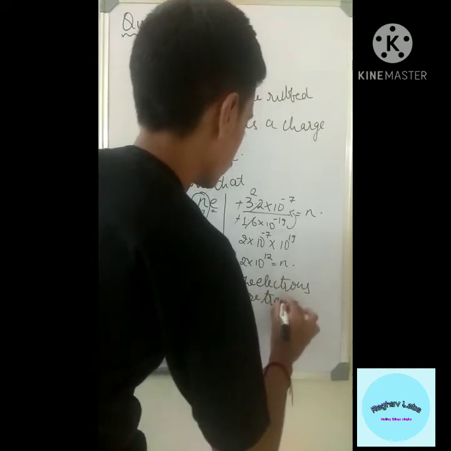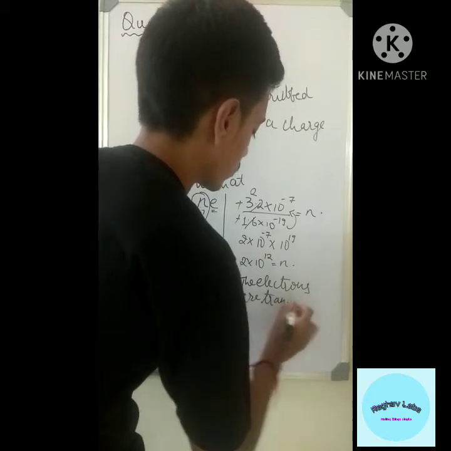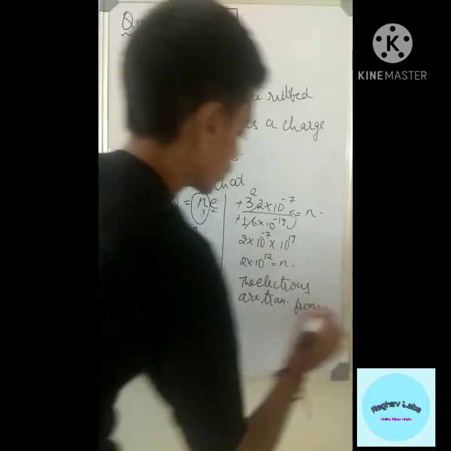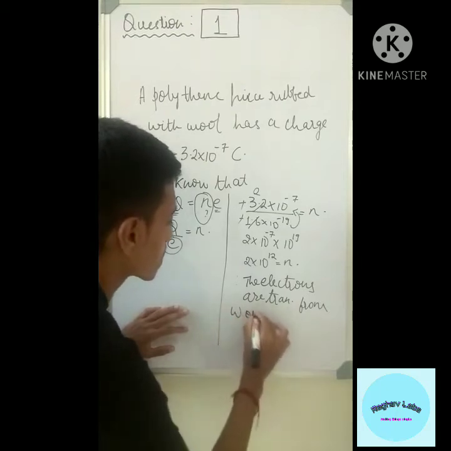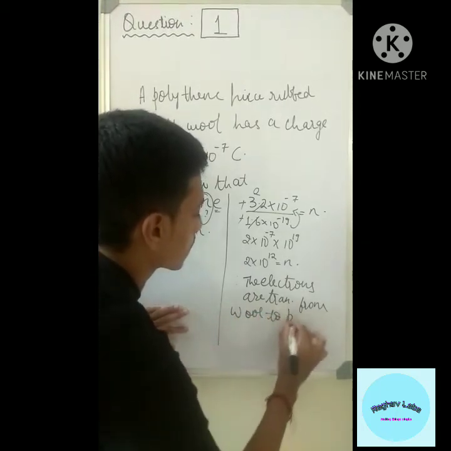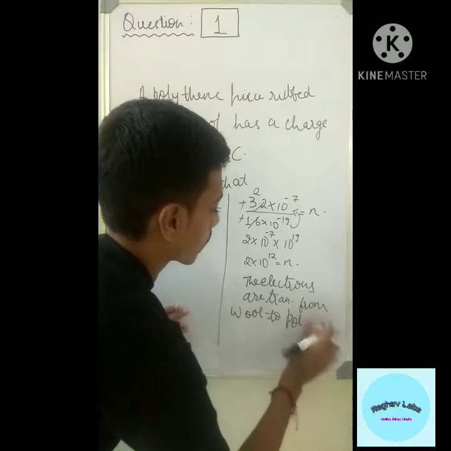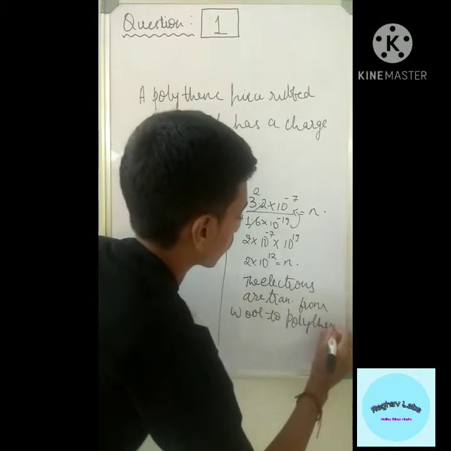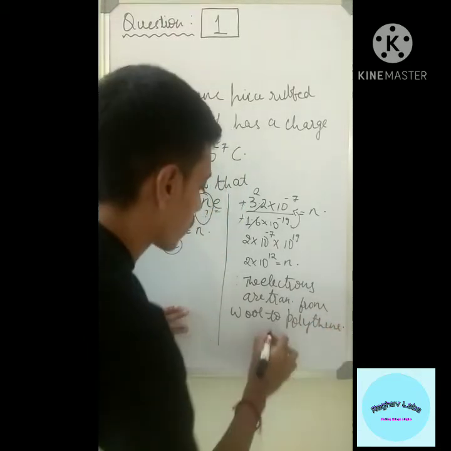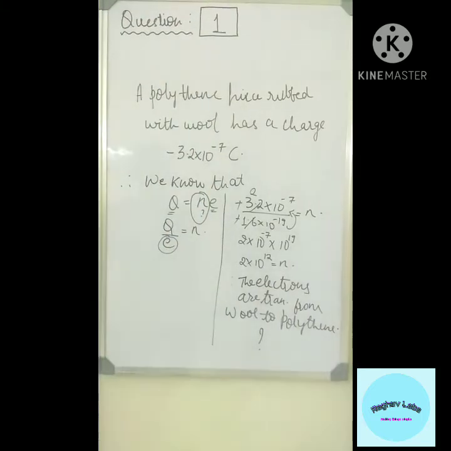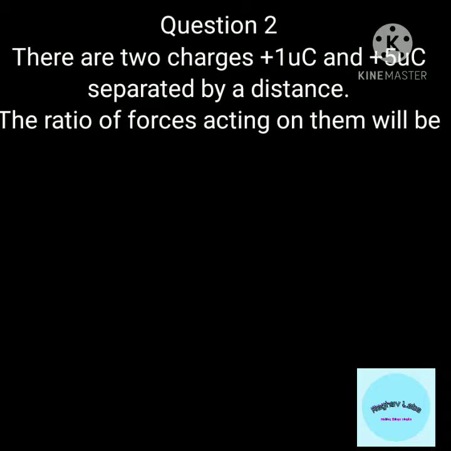are transferred. How do you know that the electrons are transferred? So to explain this, the loosely bound electrons will be transferred from wool to polythene. If you ask me how, the loosely bound electrons will be transferred from wool to polythene, and so it acquires a negative charge. So the answer is wool to polythene.